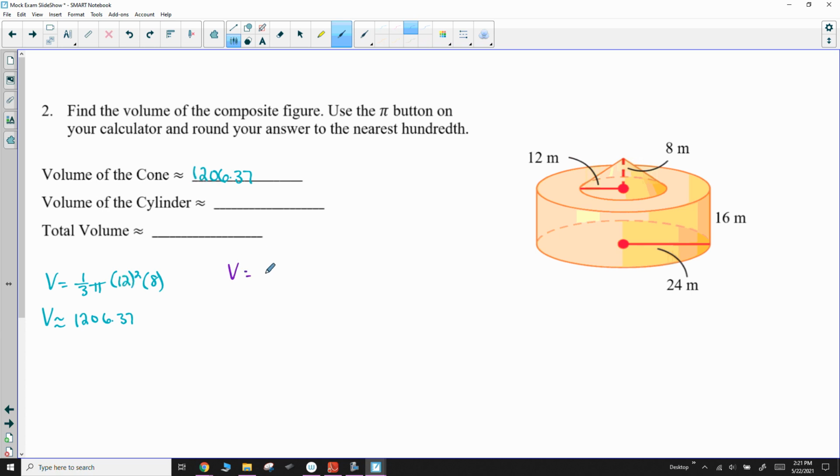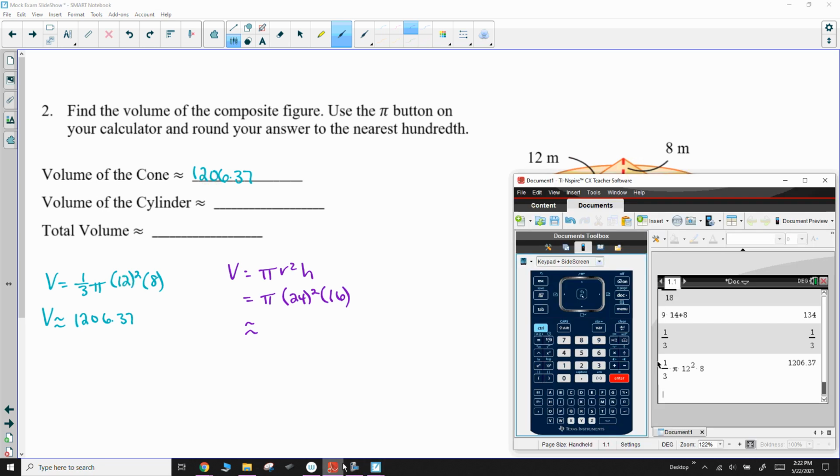The volume of the cylinder is pi r squared times h. There's no 1/3 for this one. So we're going to do pi. The radius of the cylinder is 24 squared. The height is 16. So the volume of the cylinder, let's go to the calculator, and this is going to be pi times 24 squared times 16.